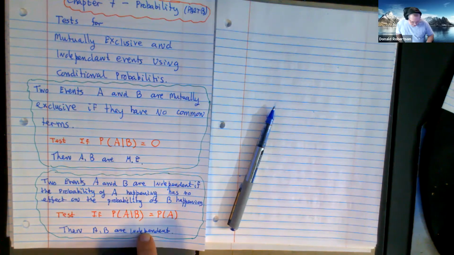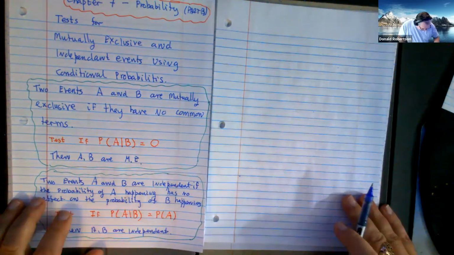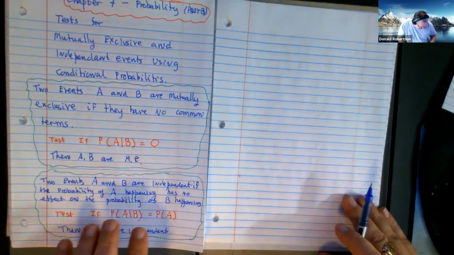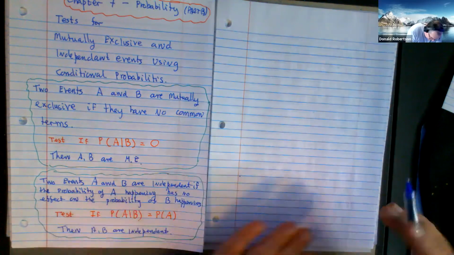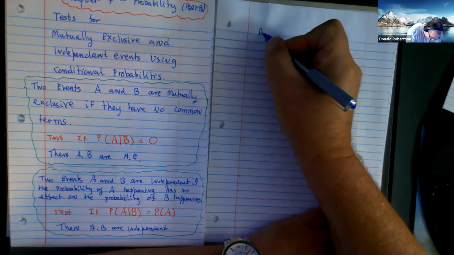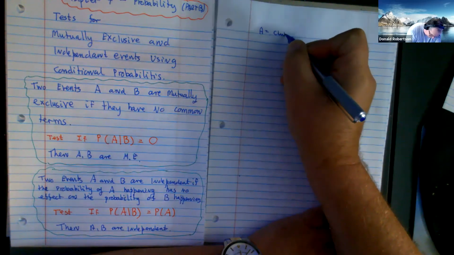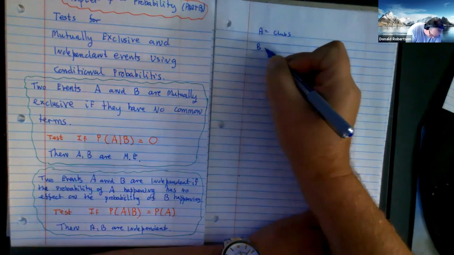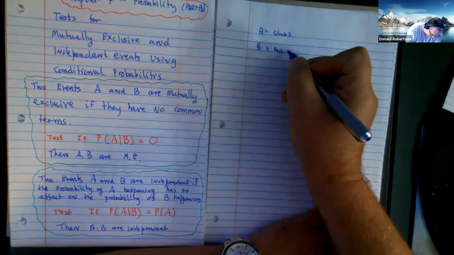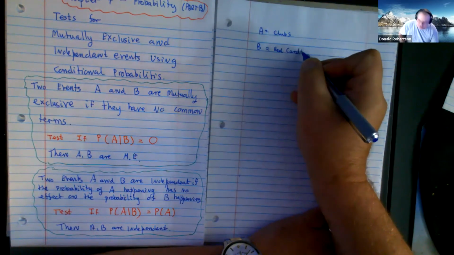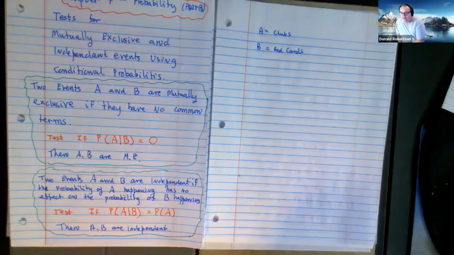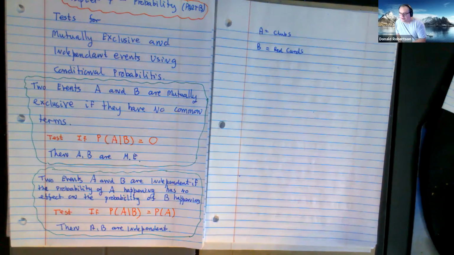Okay, so let me pick an example of this and then do a different kind of situation for that one. Let's suppose we do A is clubs and B is red cards. I think by inspection, would you be able to say they are definitely mutually exclusive, right? Pretty obvious. A club can't be a red card and a red card can't be a club, right? They share nothing in common.